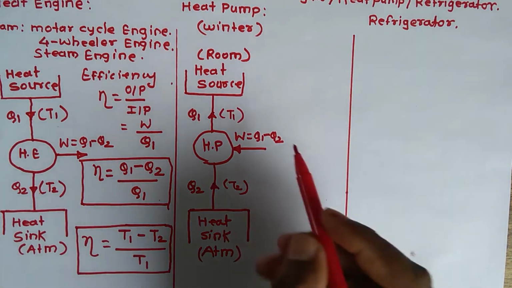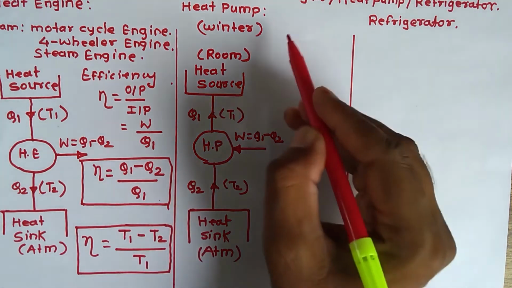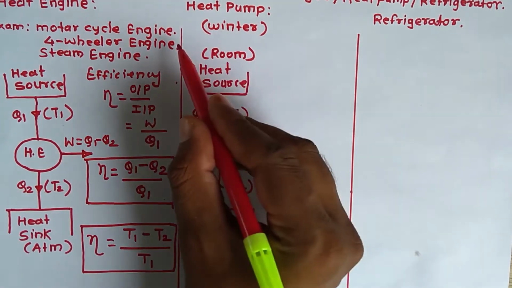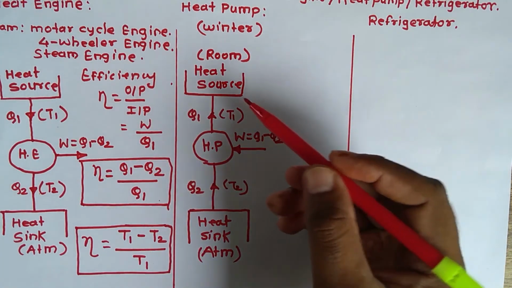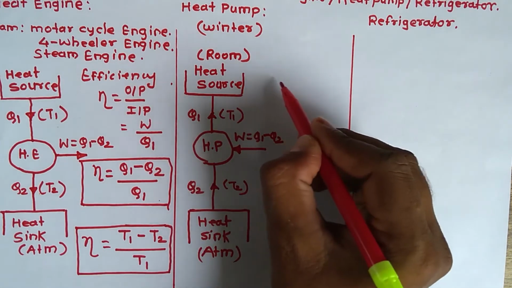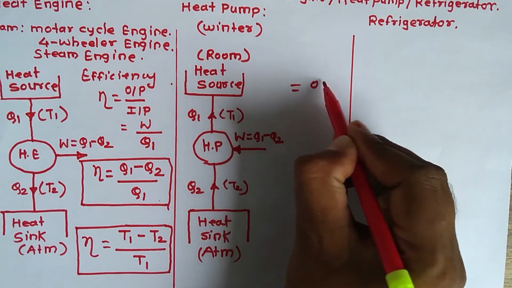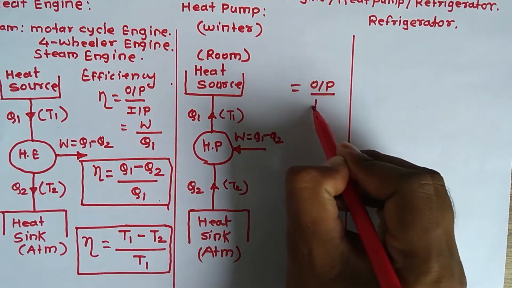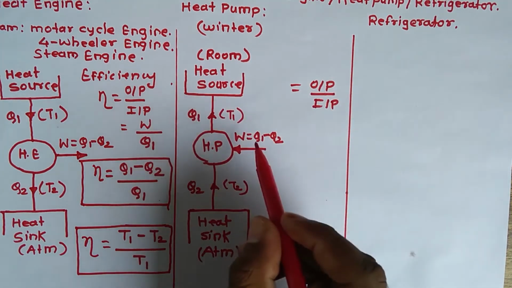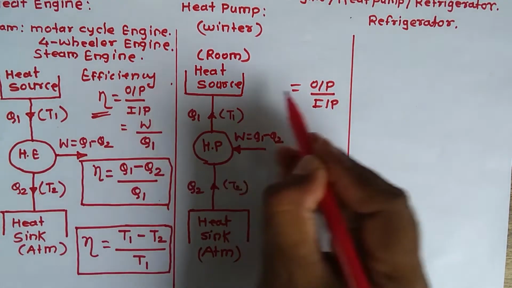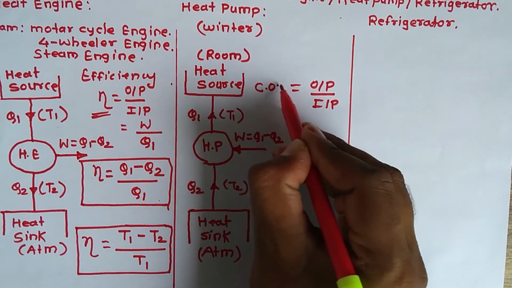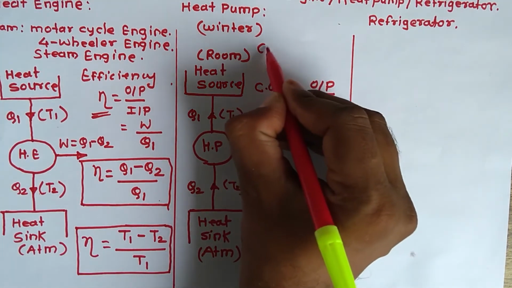Okay, now we have to calculate the efficiency of the heat pump. How do we calculate the efficiency? We will use the same formula: efficiency is equal to output divided by input. But in the case of a heat pump and a refrigerator, we replace efficiency with COP. COP is the coefficient of performance.